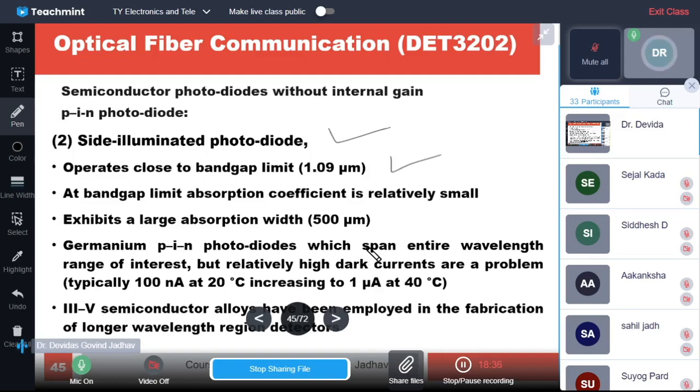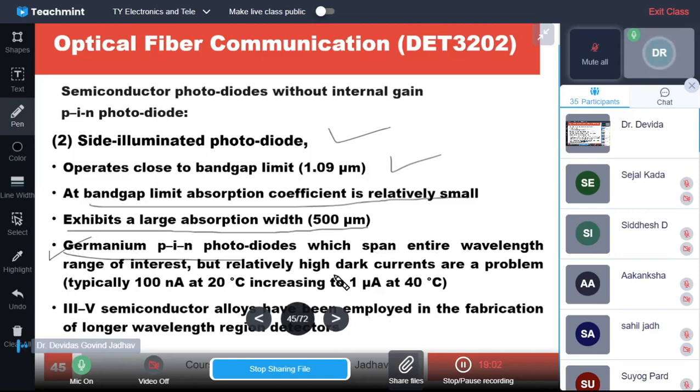germanium is used to operate. At the band gap limit the absorption coefficient is relatively small, so there is weak absorption, and that's why a very long distance is provided. It exhibits a large absorption width of 500 micrometers, provided parallel to the junction. But the problem with germanium is that it has a relatively high dark current.